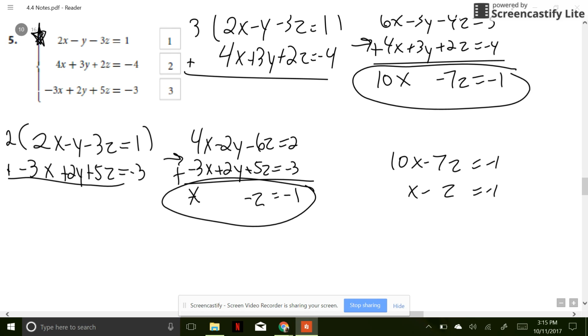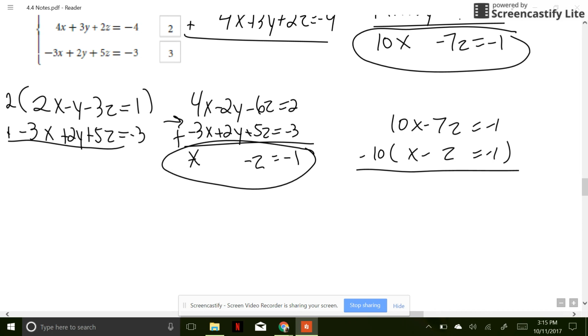So let's go ahead and eliminate the x's. So if we want to eliminate the x's, we'll have to multiply this bottom equation by 10 and then subtract. I'm going to go ahead and just do it in one step here. So 10x minus 10x would be 0x. Negative 7z minus a negative 10z would be negative 7 plus 10z to get 3z. And then negative 1 minus the 10 times negative 1. So negative 1 minus negative 10 would be negative 1 plus 10, which becomes 9. z is 3.